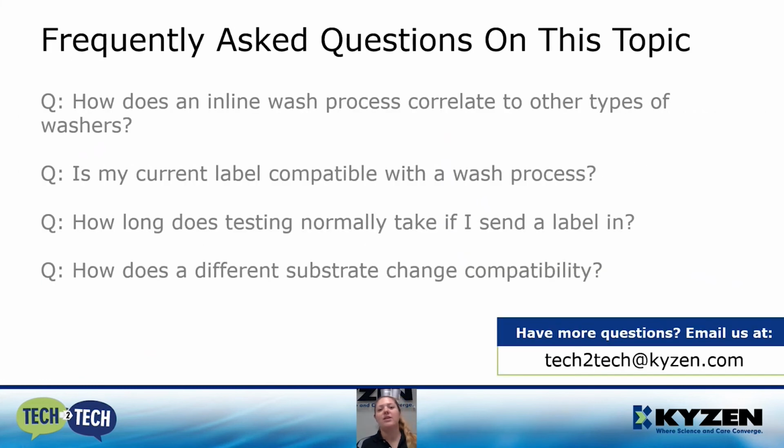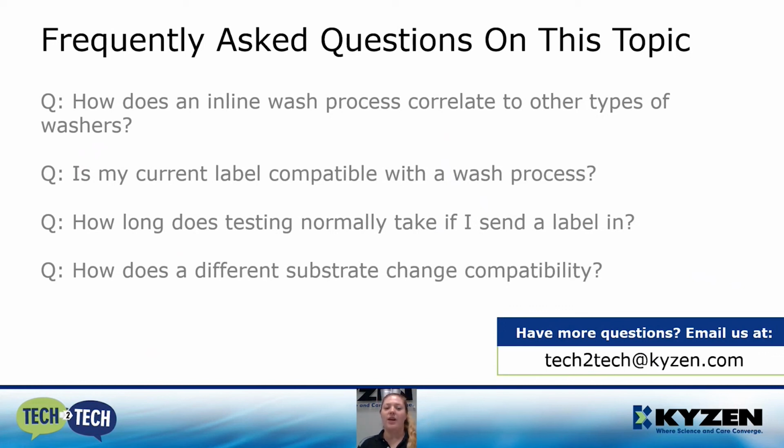Getting into some frequently asked questions about this: how does an inline wash process correlate to other types of washers? So if you have a batch washer or you're looking at immersion or one of those, what we found is the inline is typically a good indicator of those other wash processes, as long as you're staying within normal processing boundaries. Once you start getting into really long wash cycles, sometimes that can deviate a little bit.